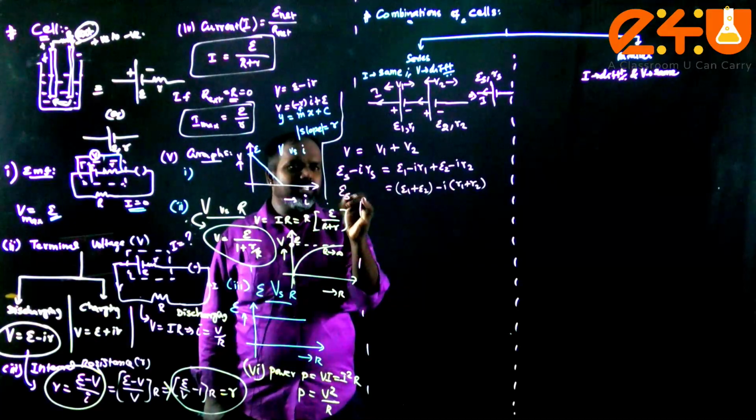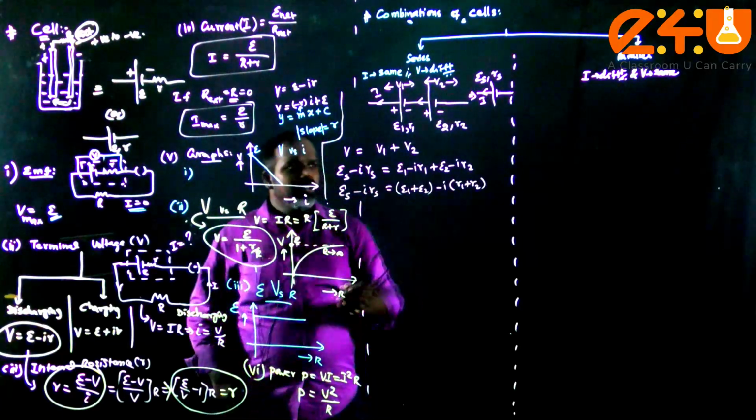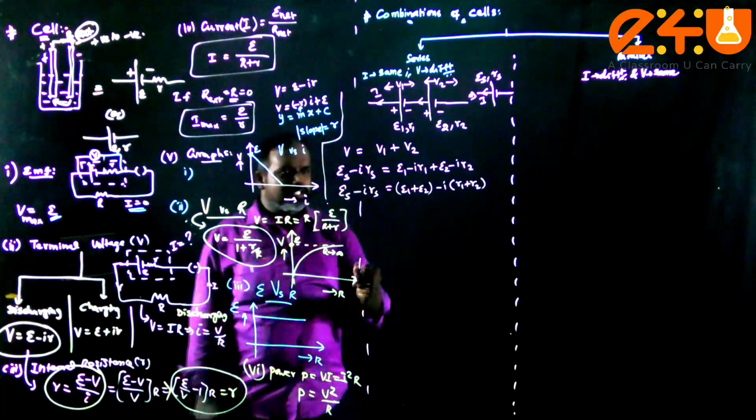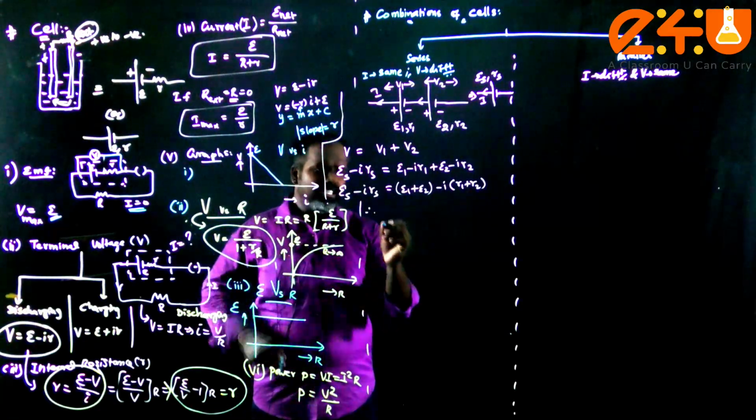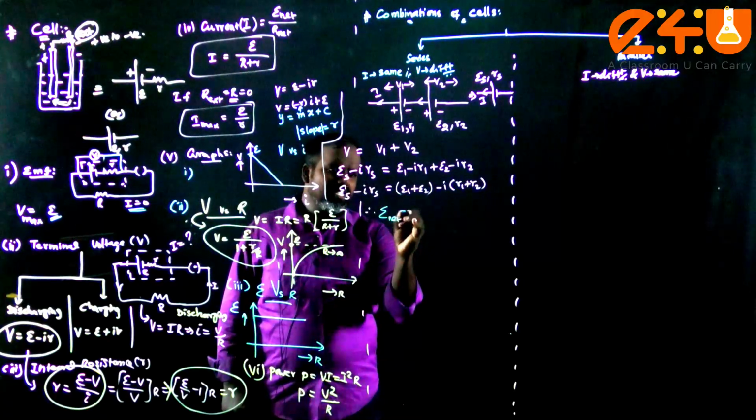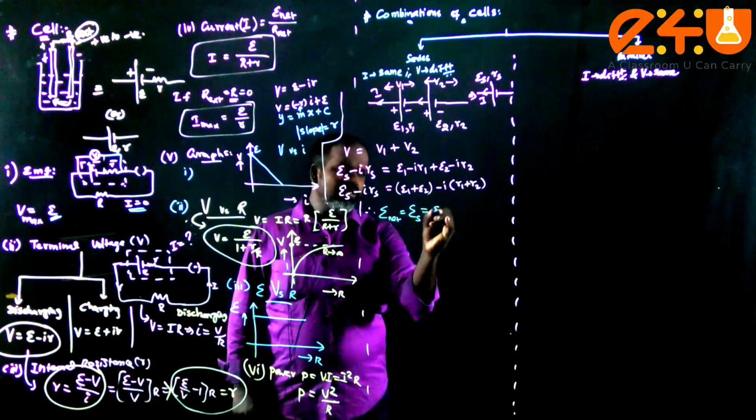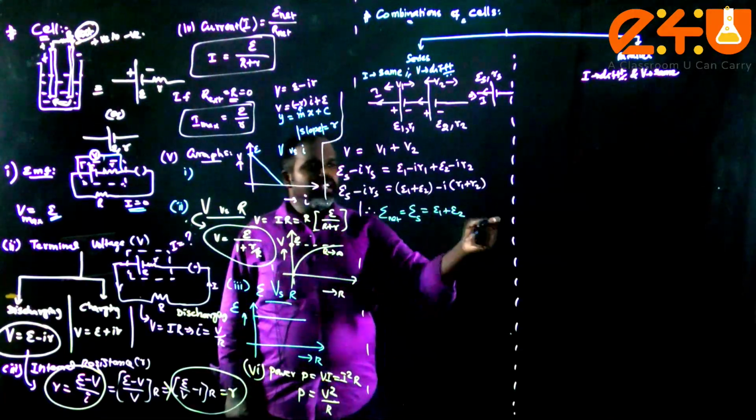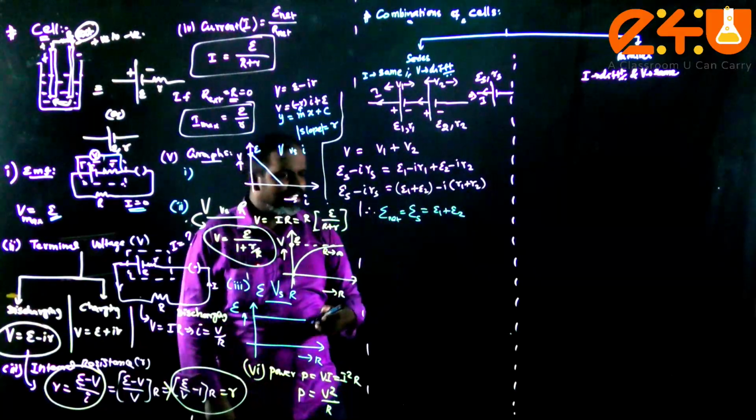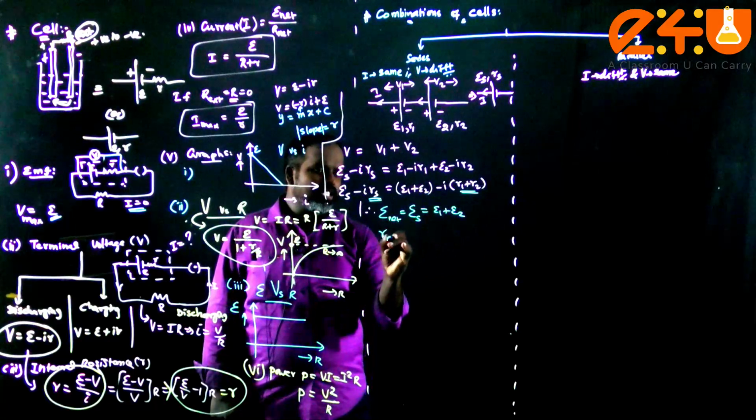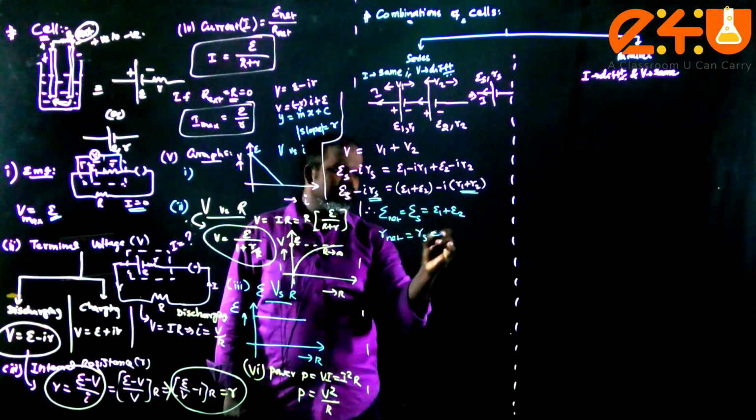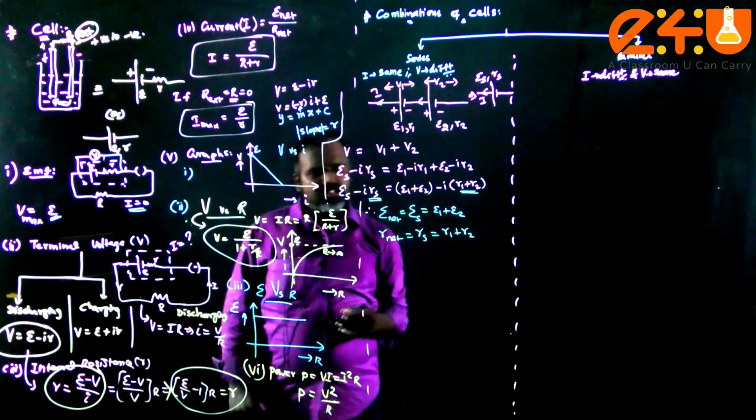Just compare the dimensions of the quantity on either side, then we can say that E net or E series is equal to E1 plus E2. If n number of cells are there, we can add n numbers. Similarly, R series is nothing but R net. R net is equal to R series, that is R1 plus R2.